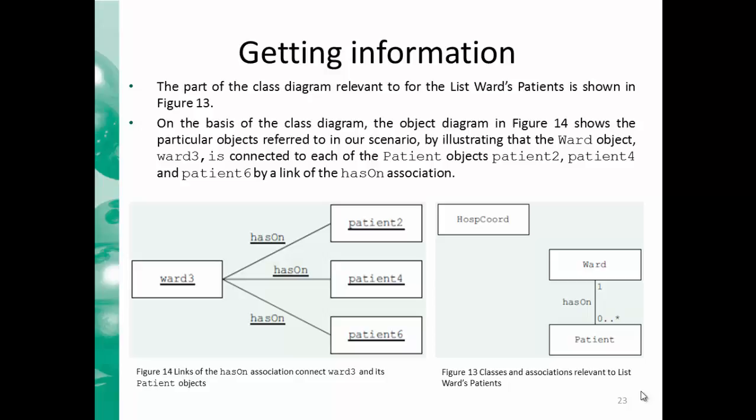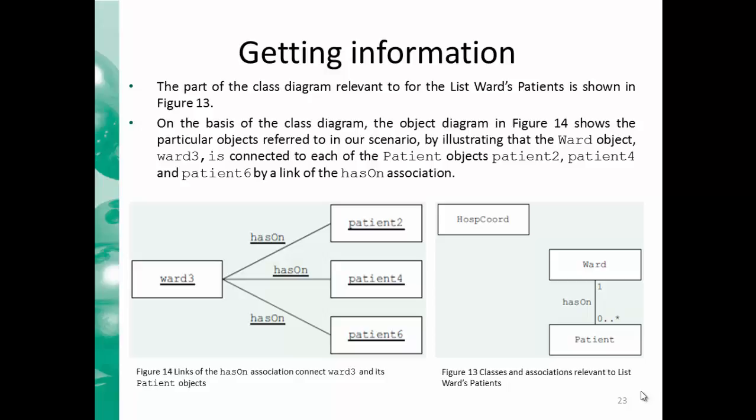Now we take one scenario, one object diagram, of that particular class diagram. One valid object diagram is to have one ward containing 3 patients. This can also be 4 patients or 5 or 6 or 10 or no patients. All these are valid scenarios. But a helpful scenario in this situation is the one that has some patients, and in our case it has 3 patients. Ward 3 has patient 2, patient 4 and patient 6.